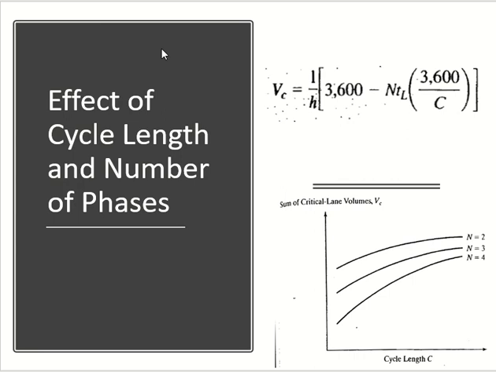Cycle length increases, VC increases. Okay. Number of phases increase, VC decreases. Clear? Okay. Where is the maximum value here, right? This is my maximum value, right? How many phases? 2. Cycle length very high. Whatever the value is, we don't know the value, but very high. Okay? 2 phases. Now each phase is what?